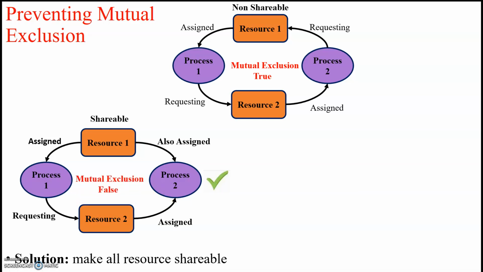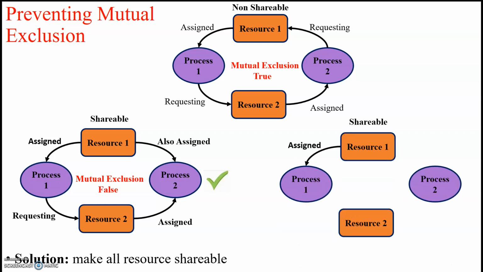So here mutual exclusion is false. What is mutual exclusion? At any given point of time, only one process can use a resource. So here the resource is shared, so multiple processes can use that particular resource. So here what happens?